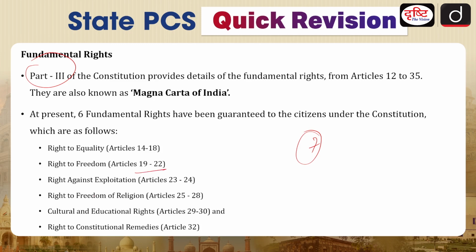Right against exploitation is given under Articles 23 to 24. Then we have right to freedom of religion, given under Articles 25 to 28. Cultural and educational rights are there, Articles 29 and 30. And then right to constitutional remedies, which is there under Article 32. Okay, let's talk about these rights one by one.